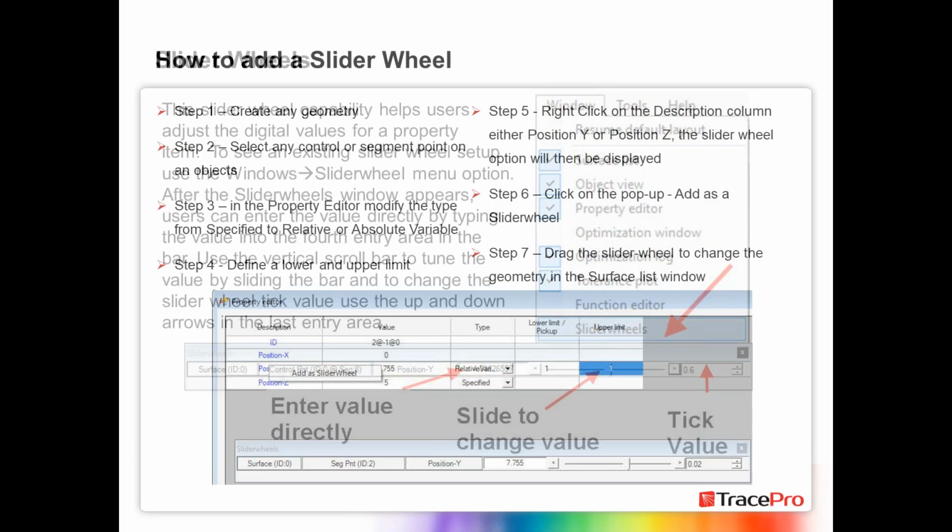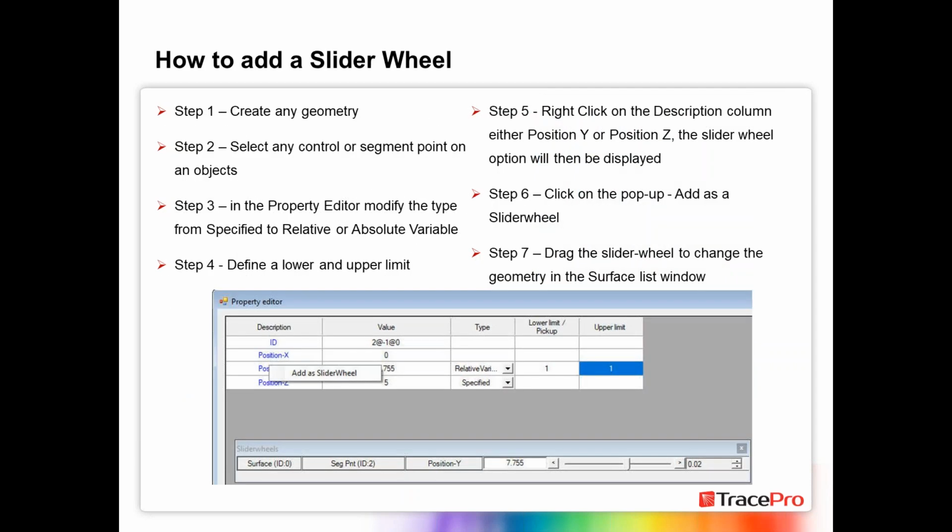Well, how do you set one up in the Interactive Optimizer? It's 7 steps. You create the geometry. You select any control or segment point on an object. In the property editor, you can see that particular value. You then change the type from specified to either relative or absolute variable, and then you enter a lower and an upper limit. Okay? Once you've done that, this is the most important point.